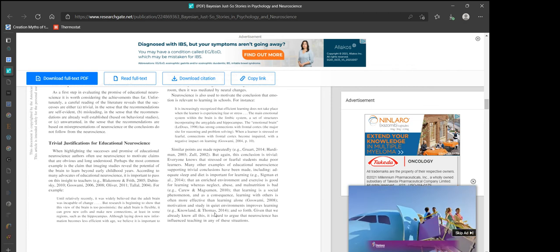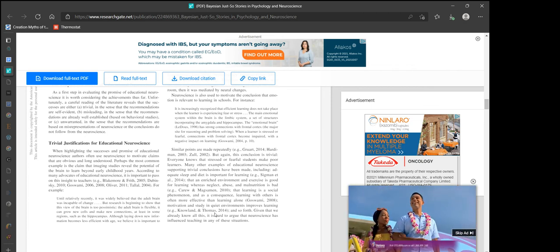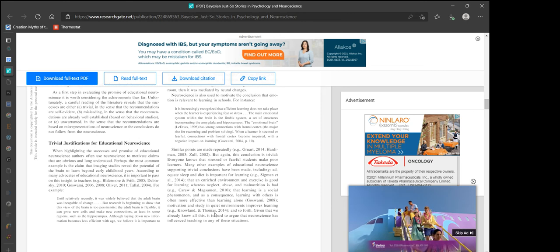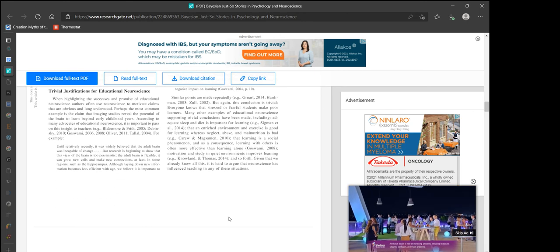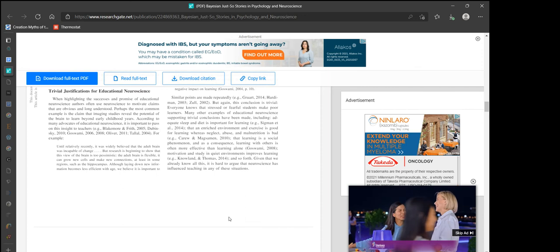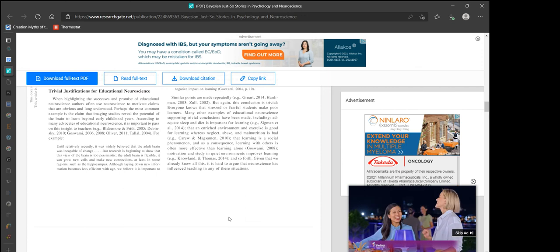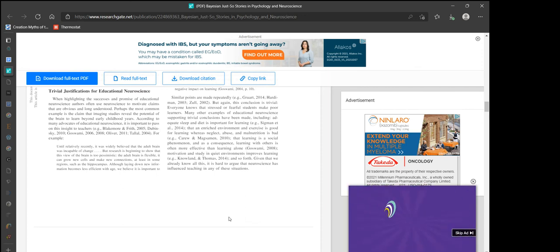Anyway, connections with frontal cortex become impaired, with a negative impact on learning when a learner is stressed or fearful." End quote. Similar points are made repeatedly. But again, this conclusion is trivial. Everyone knows that stressed or fearful students make poor learners.